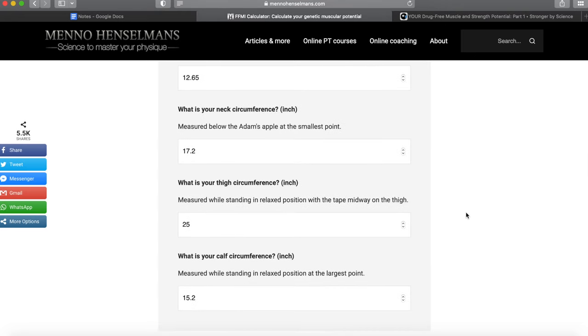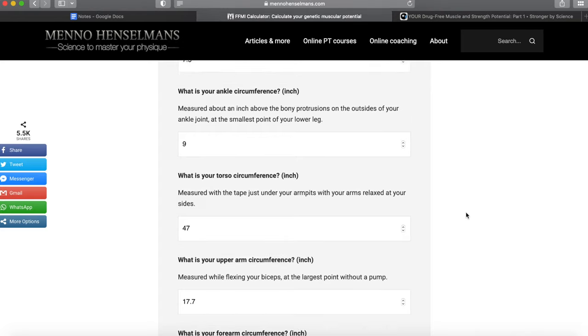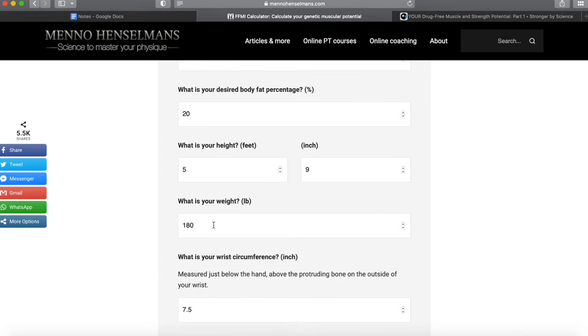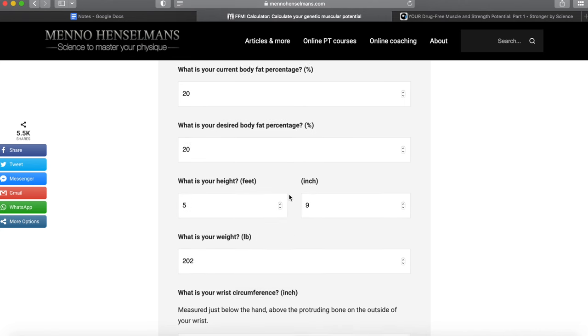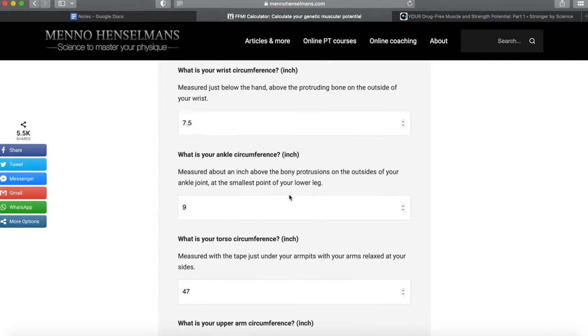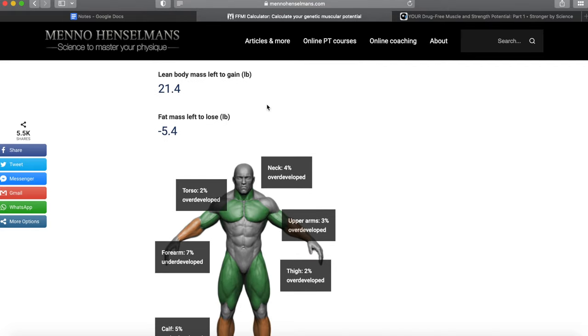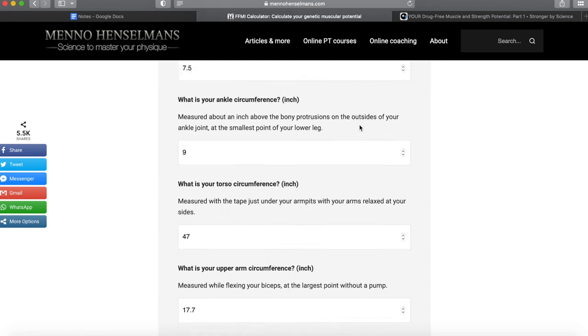Am I smaller than I think, or did I type something in wrong? Okay, it put me at 180. I don't know what I'm doing wrong here, but either way. I was going to say, if I still have that much left to gain, I'm doing something wrong. All right, lean body mass left to gain. This looks more accurate. I'll do one more review.